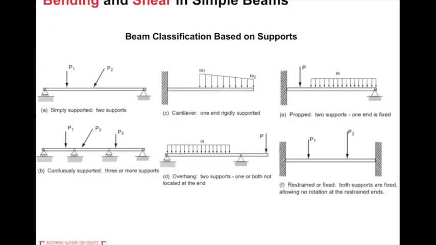Okay, let's start. First, let's talk about the beam classification based on different supports. Look at the first one, A. It's a simply supported beam with two supports. The right end is a pin joint and the left end is a roller. So this is a determinate beam. And B is a continuous beam with three or more supports.